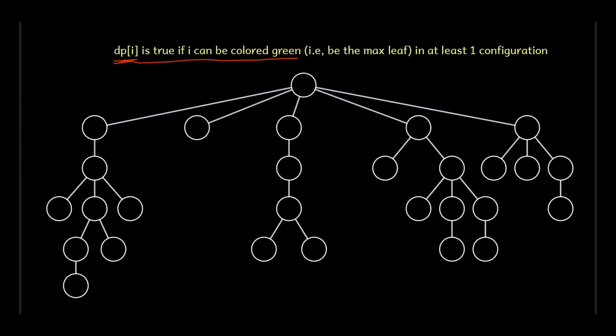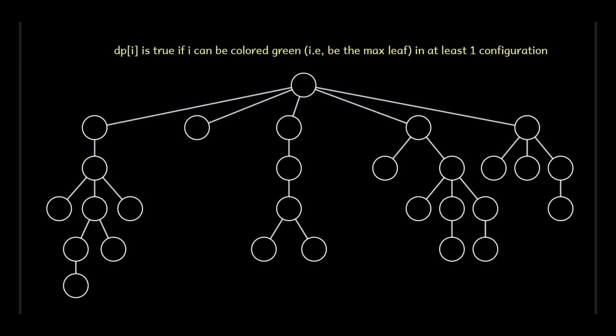That is, you want dp of i to be the maximum leaf among all of the leaves that are exposed at that point in time. So this is the dp definition. But then how do you populate this dp of i?